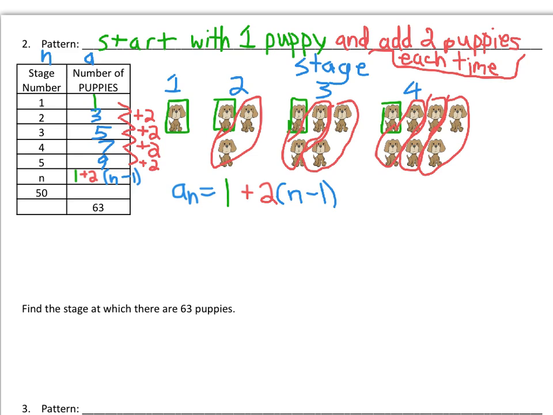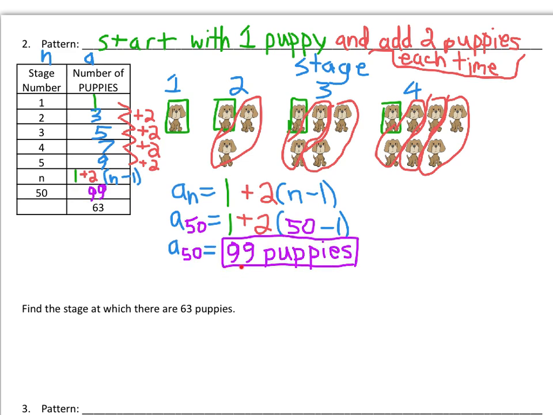Otherwise, that's going to look like this. We get 1 plus 2 times the quantity 50 minus 1. Let's type in as the right side of the equation. This a sub 50 is just going to be our total answer at the end. Don't worry about it when we're doing the equation. Type it exactly like it says on the calculator, on Desmos or any other graphing calculator. Follow order of operations. And we get 99 puppies for stage 50.